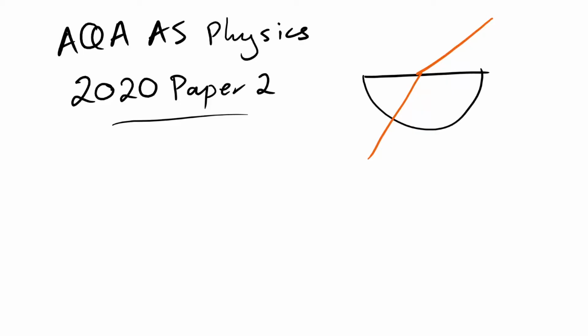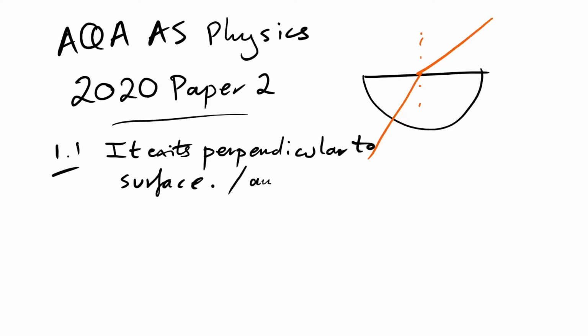So first thing we're being asked is, why does the ray not change direction? Well, it's because we have this semicircular block, so therefore it always has to be exiting at 90 degrees to the surface, so it exits perpendicular to the surface. Or we could say the angle of incidence is 0, because of course the angle has to be to the normal, and we can see that the normal is in line with the ray there, or rather the other way around. Nice start so far.